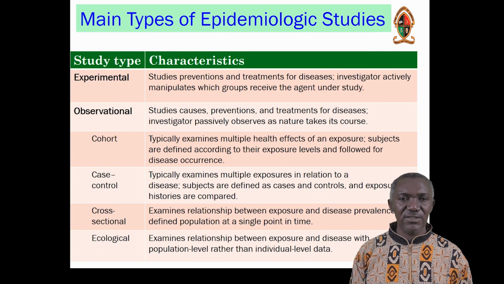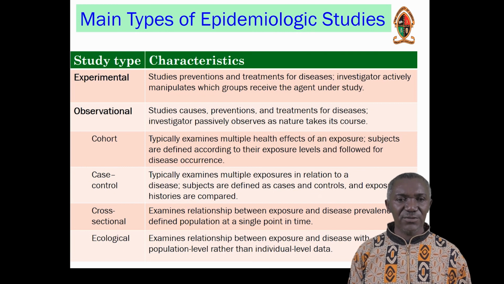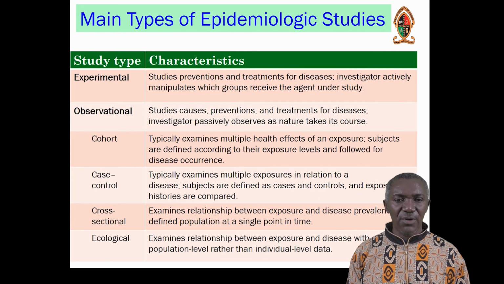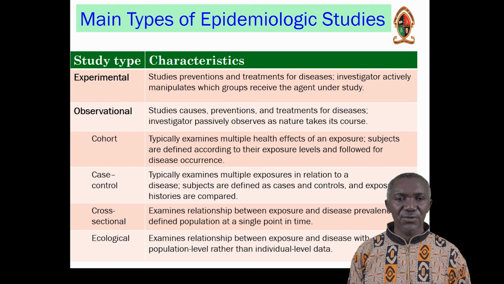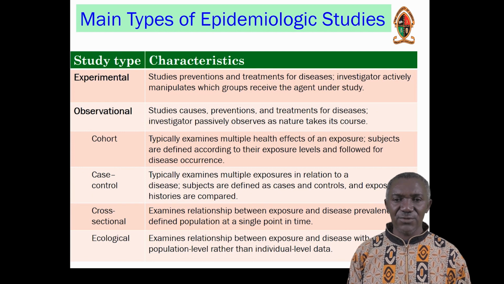We talked about the experimental studies, and also the observational studies. Under observational studies, we have the cohort study, case control study, and the cross-sectional study. But we also talk about the ecological study. An experimental study studies prevention and treatment of disease. The investigator actively manipulates which group receives the agent under study. Whereas an observational study studies causes, prevention, and treatment of disease. The investigator passively observes as nature takes its course. So it doesn't actively manipulate, but passively observes.